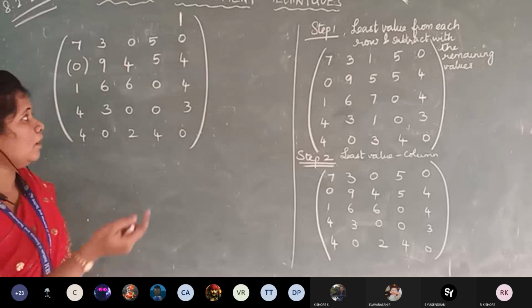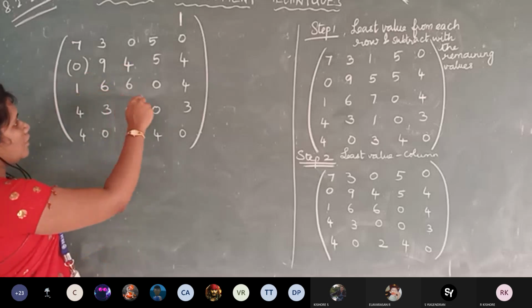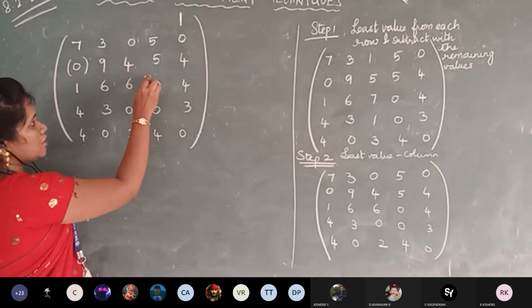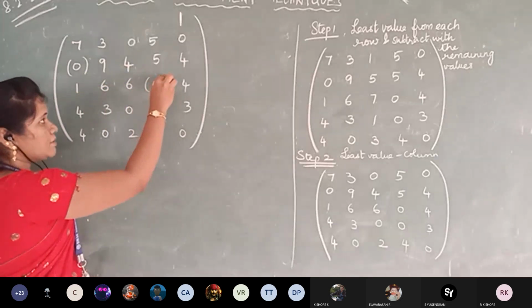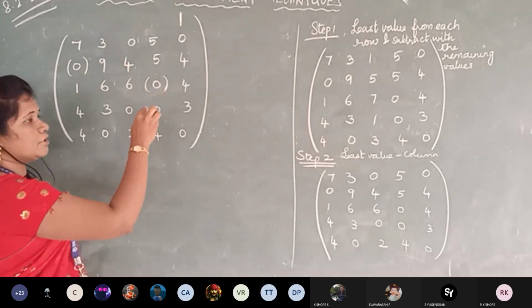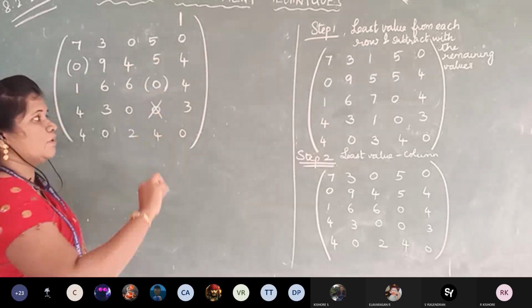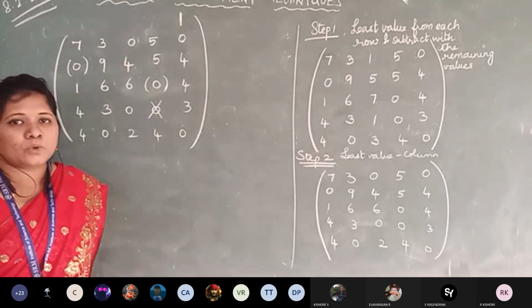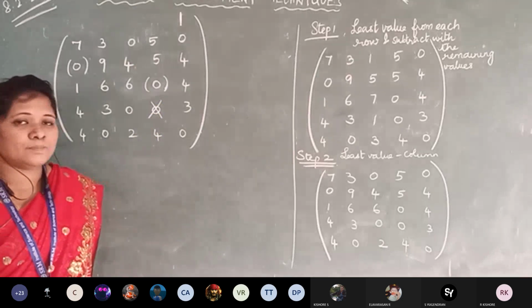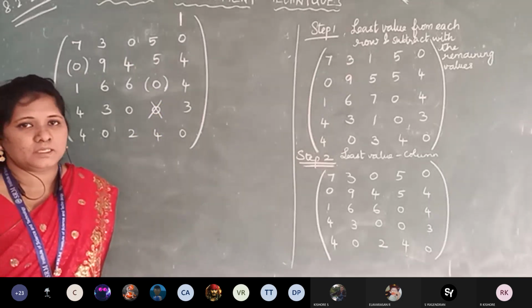Okay, after doing that, go on to the third row. Third row, if you see, there is only one allocation, we will take this. Since we are taking this allocation, we cannot take another allocation in the same column, so we will cross it over. In the same row or same column, you cannot have another allocation.